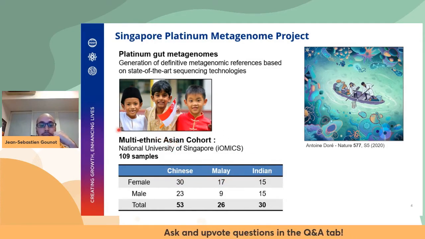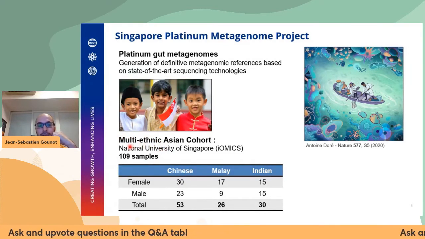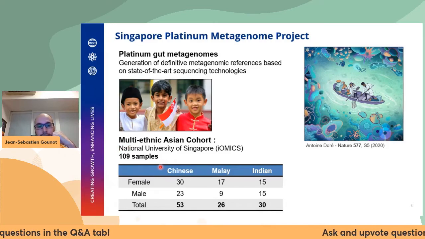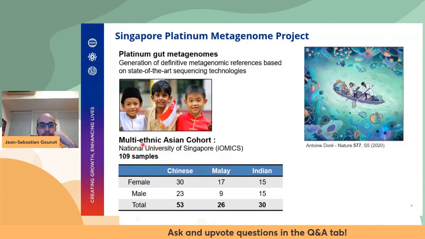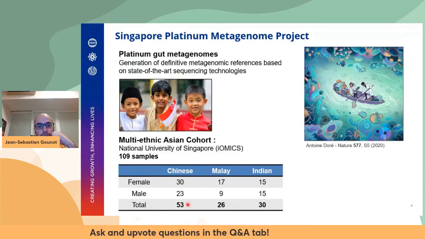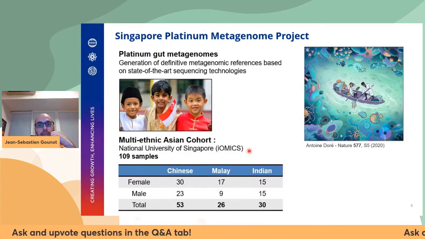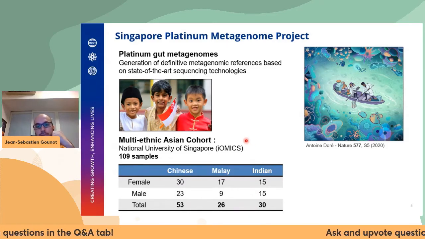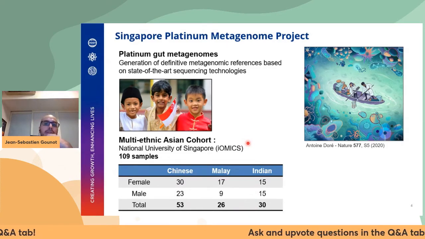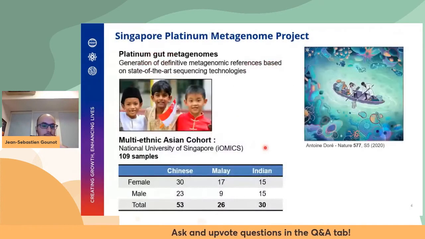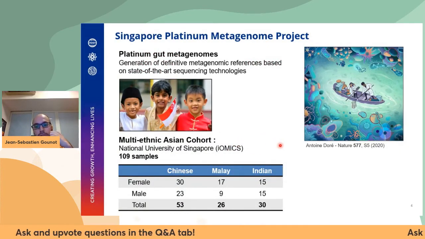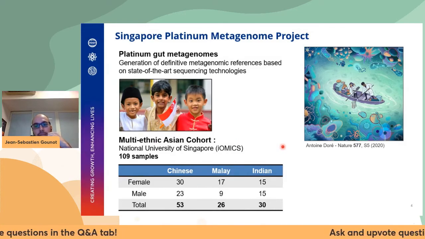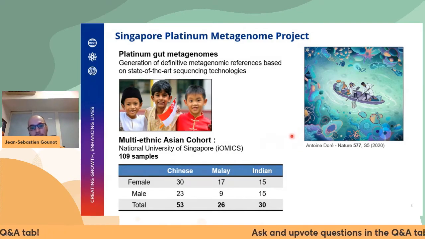What we did there is we used 109 samples from healthy people, and we sequenced the gut metagenomes using both short reads and long reads, from all of the different ethnicities. The goal of this study is twofold. The first one was to show the interest of using a hybrid assembly, and the second one is to show the specificity of the Singaporean gut metagenomes. So kind of a fishing expedition.